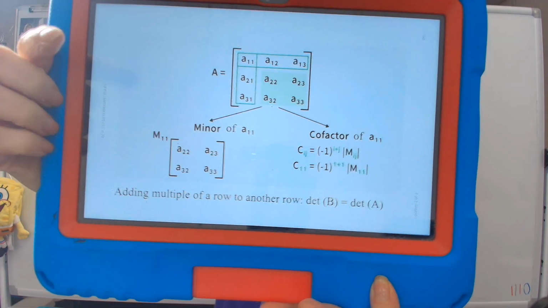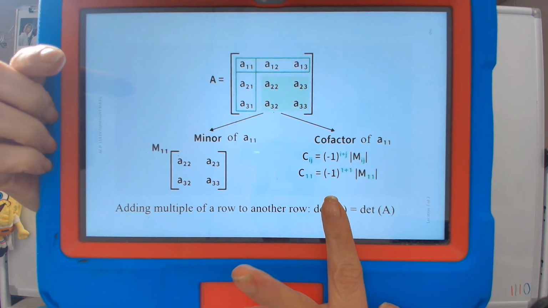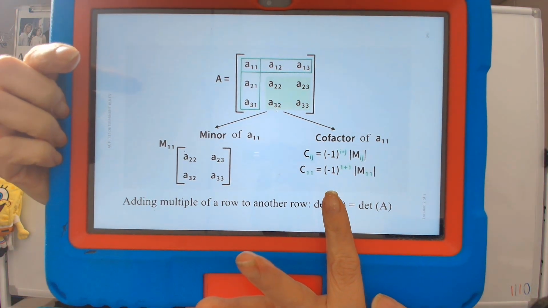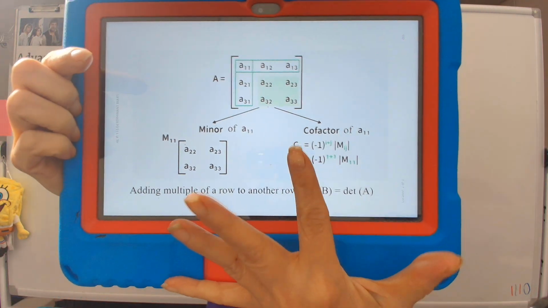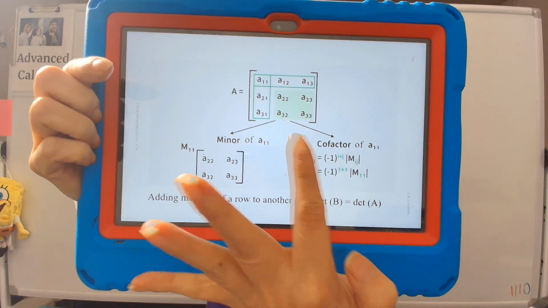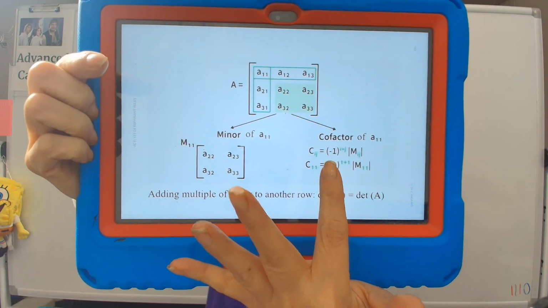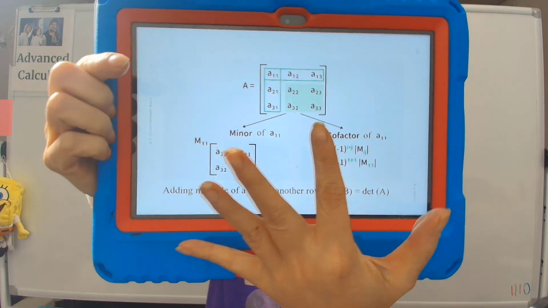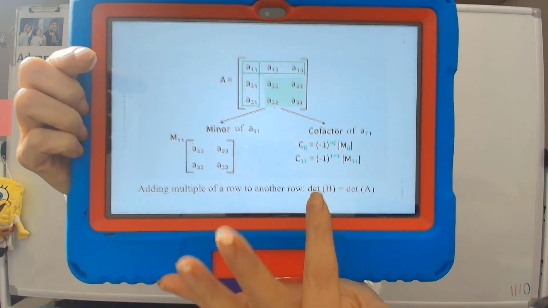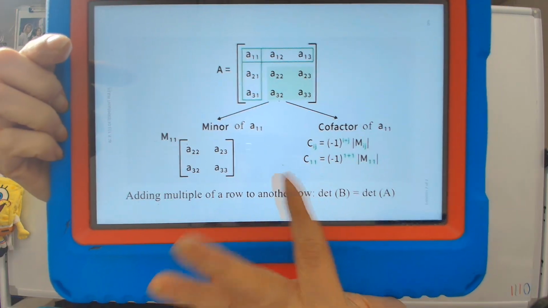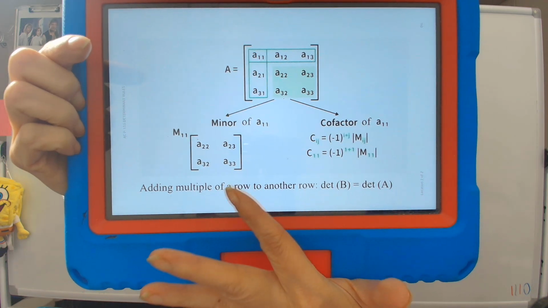What is a cofactor? Here's the definition of cofactor. Specifically, the cofactor of a11 is equal to the determinant of that other, smaller matrix, the minor, multiplied by a negative one to some power, depending on whether the position is positive or negative. And here's the exact formula for it. And remember what a minor is. So the cofactor is the determinant of the minor.